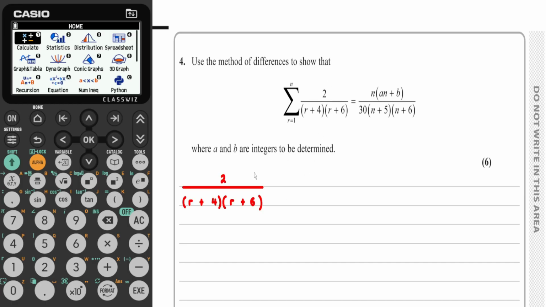Let us begin by focusing on this 2 over (r+4)(r+6). We can rewrite this using partial fractions. We would have a over r+4 plus b over r+6, and we need to determine a and b. If we multiply through by (r+4)(r+6), on the left hand side we have 2, and on the right hand side we have a times (r+6) plus b times (r+4).